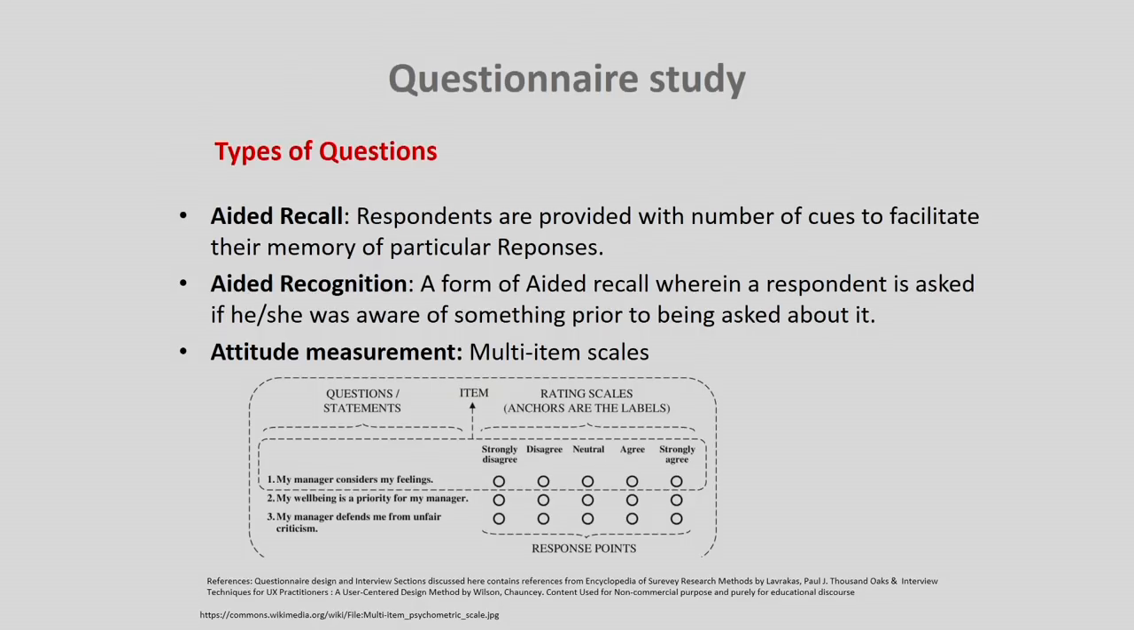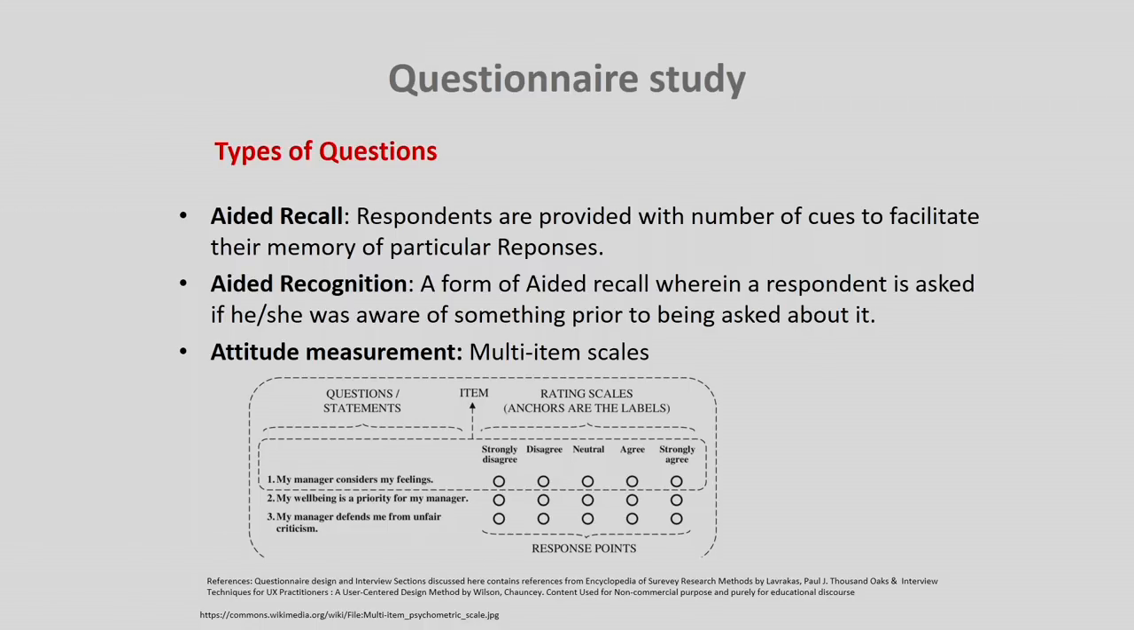Aided recognition is also a form of aided recall, wherein a respondent is asked if he or she was aware of something prior to being asked about it, right? So it's aided recall only, as it said, but the respondent is asked whether he or she is aware of something beforehand. Before asking the main questions, a question is asked to verify whether the respondent is aware of the situation. Once there is an acceptance, the next questions can follow.